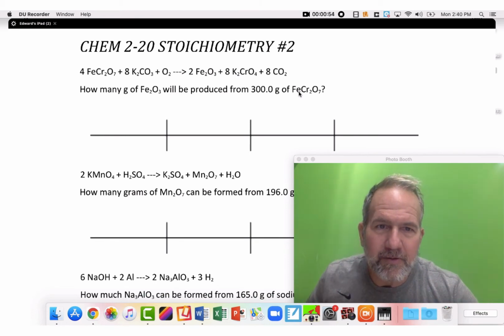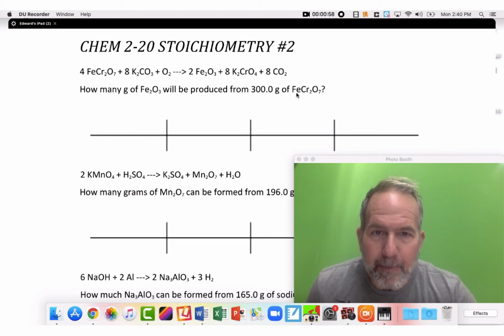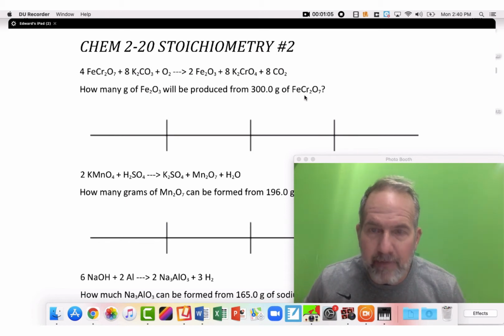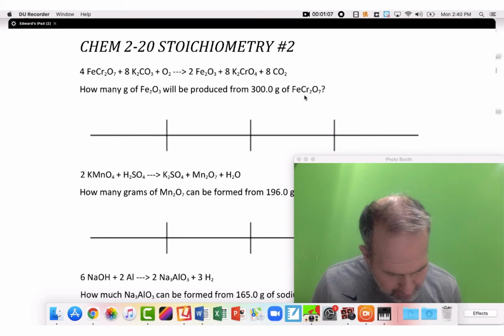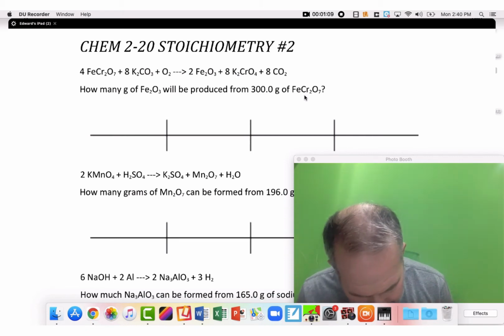Okay, so let's find what we have here. So we have 300 grams of iron dichromate. So let's write that above the balanced equation. Right up here it is.